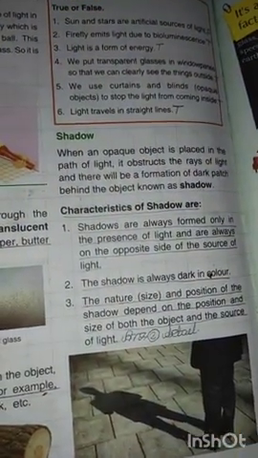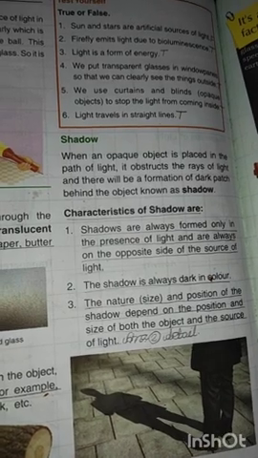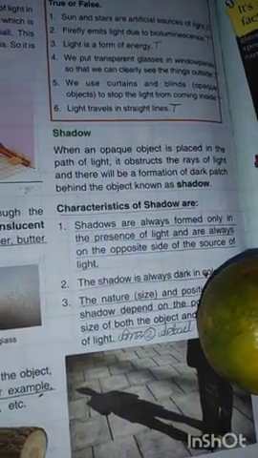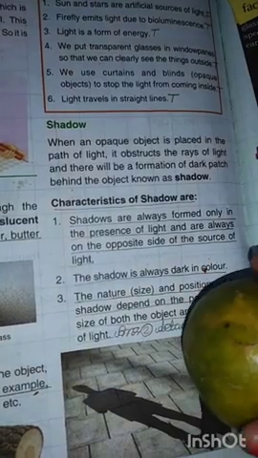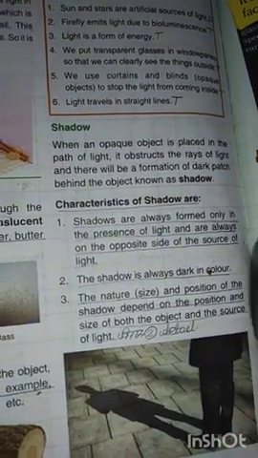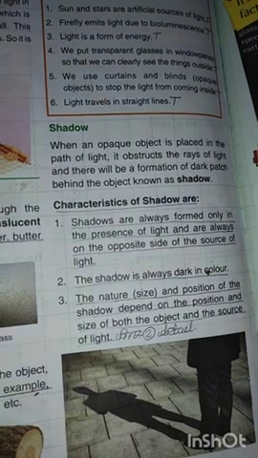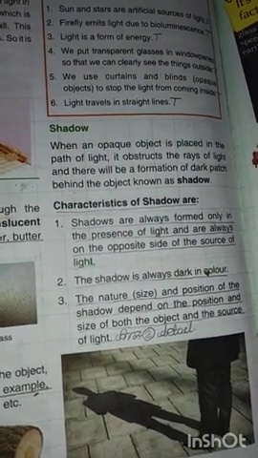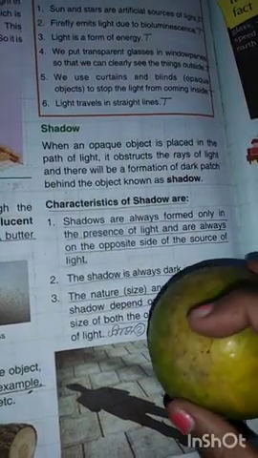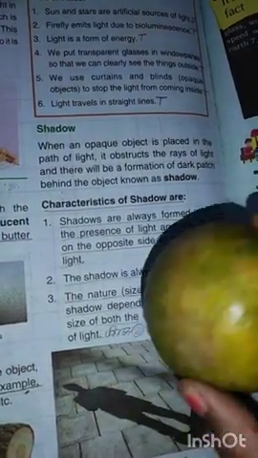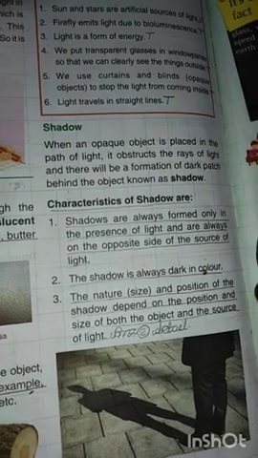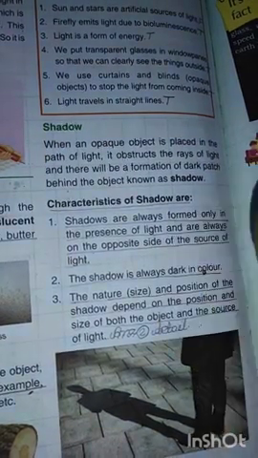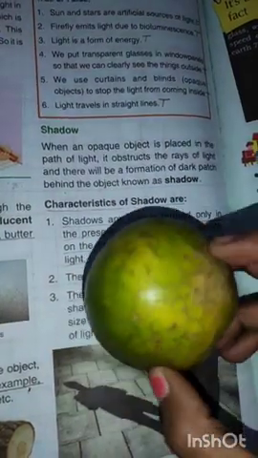Now there are various characteristics of shadow. Shadows are always formed only in the presence of light. We cannot see any object in the absence of light. So a shadow is always formed in the presence of light and always on the opposite side of the source of light. A shadow is always a dark color, and the nature and position of the shadow depend on the position and size of both the object and the source of light.